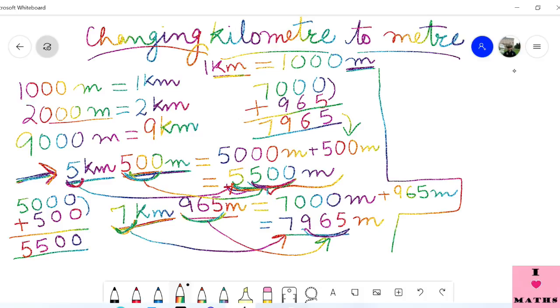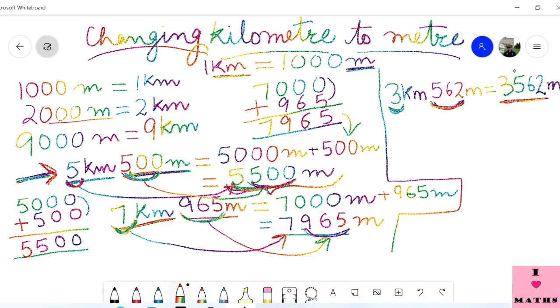Okay, I will not rub this, and I will use this trick to find out how many meters are there in 3 kilometer 562 meter. Okay. Now 3 I will take from here and 562 I will take from here. So I will get 3,562 meter. Yes, children, it is so easy. This trick is so easy. Let us do a few more sums.